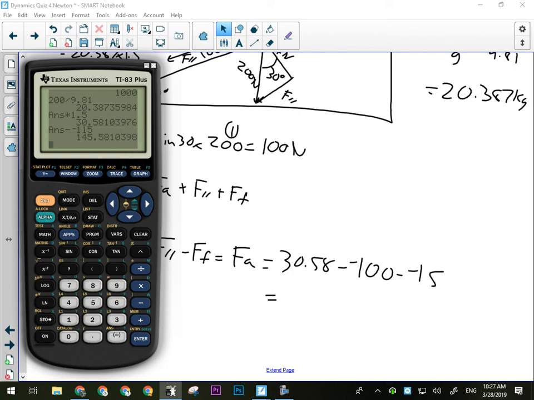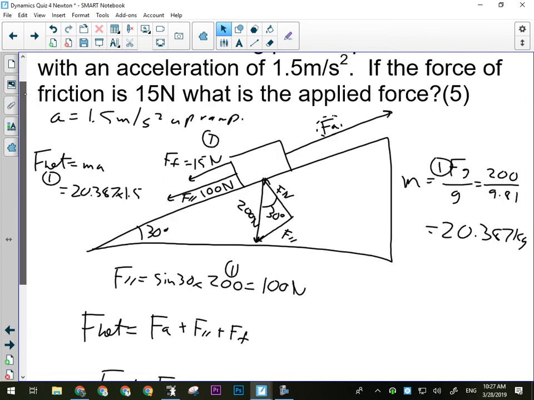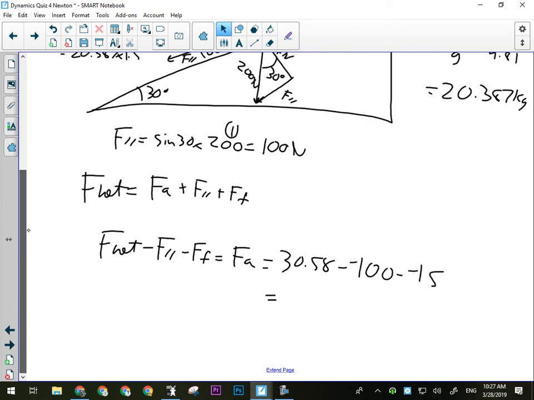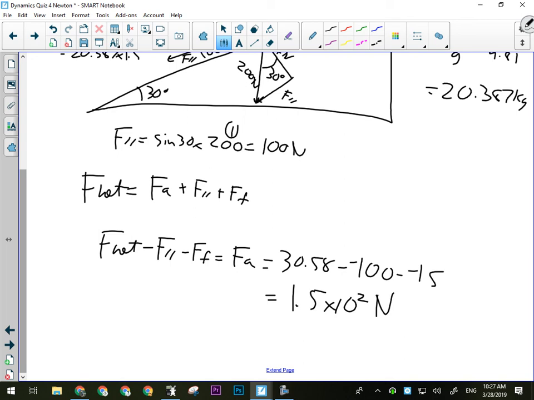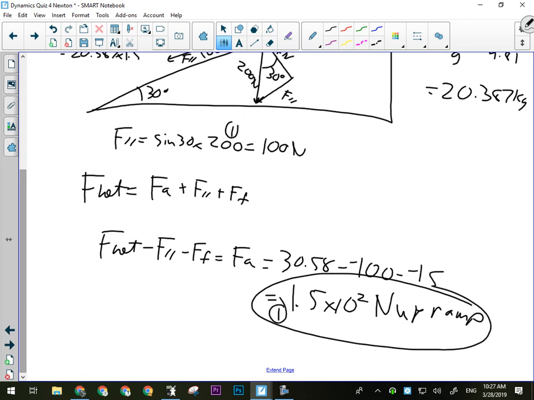So my applied force is 145.58 newtons, but I only have 2 significant figures, so it's 1.5 times 10 to the 2 newtons up the ramp. They must have the up the ramp and the right number of significant figures to get that 5th mark there. Questions on number 1? Okay.